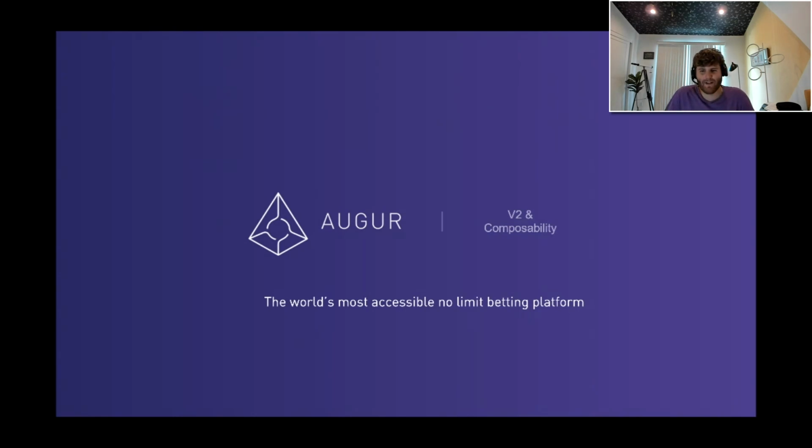In this talk, I'm going to walk through Augur v2, and then also in the second half of the talk, we're going to go through composability and essentially the concept of how Augur uses all these different things in the Ethereum ecosystem. I think it's a really good case study for all the different ways you can interact with other projects and protocols in the Ethereum space.